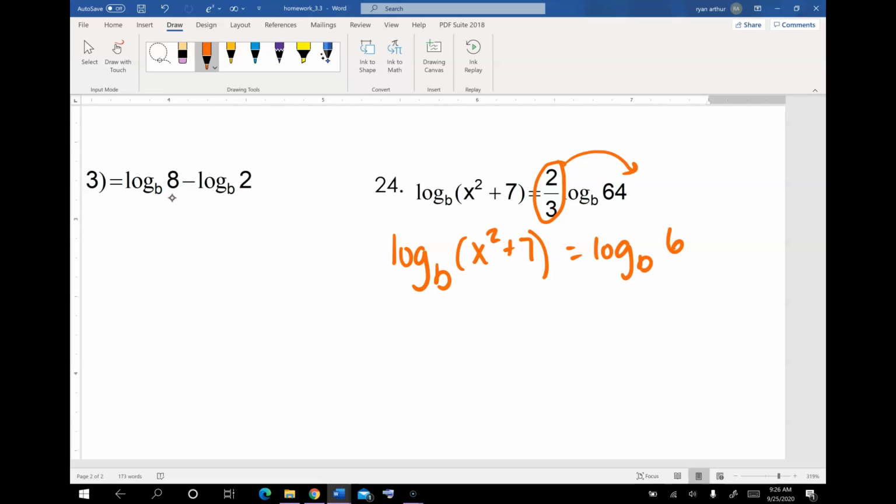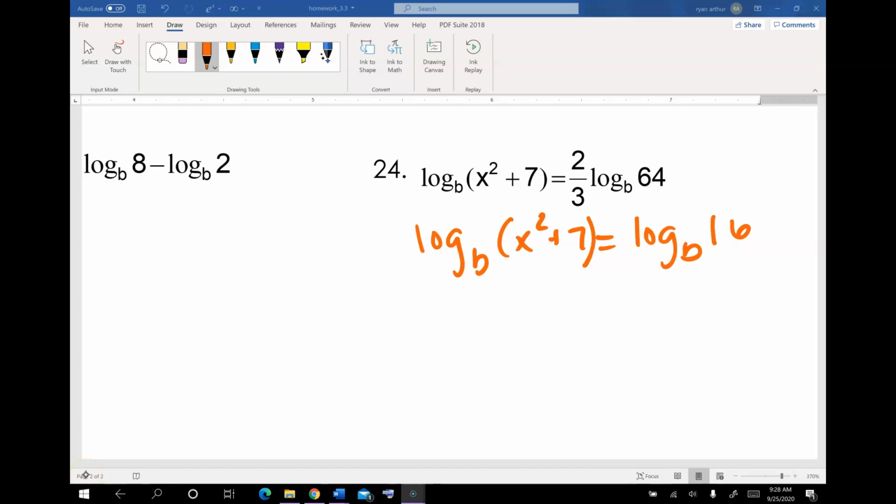So 16. So now I've got single logs and nothing's in front of the log, so I can cancel them out. And I have x squared plus 7 is equal to 16. I think I got it working now. So we were here. We got this to equal 16 because we said 64 to the 2/3 power. So now I've got single ladies, so we cancel them out, and we're going to say x squared plus 7 is equal to 16. Solve for x.